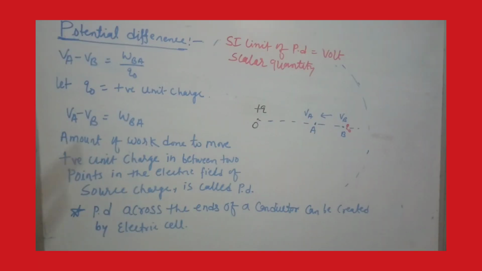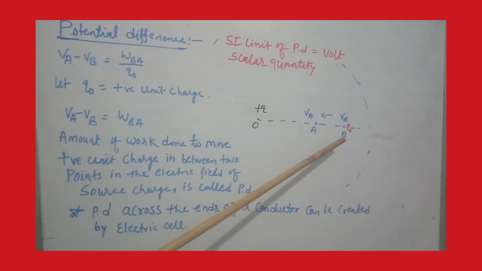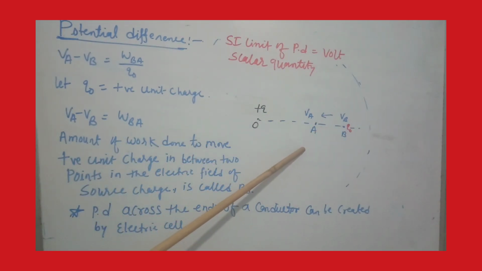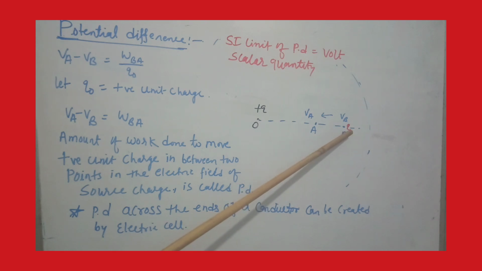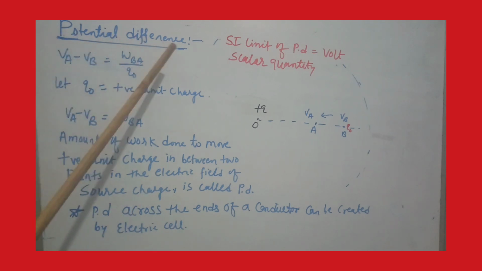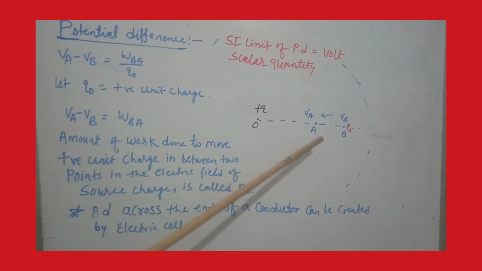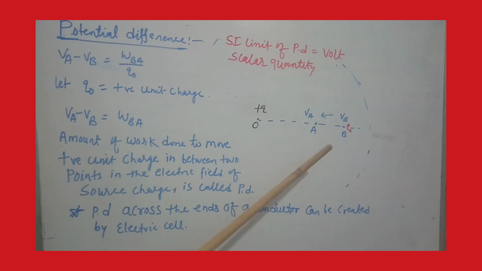Our next topic is potential difference. Suppose this is positive Q charge, and in the electric field of positive Q charge there are 2 points B and A, and at point B Q naught charge is situated. To define potential difference between 2 points A and B, we have to find work done to bring Q naught charge from point B to point A with constant velocity.